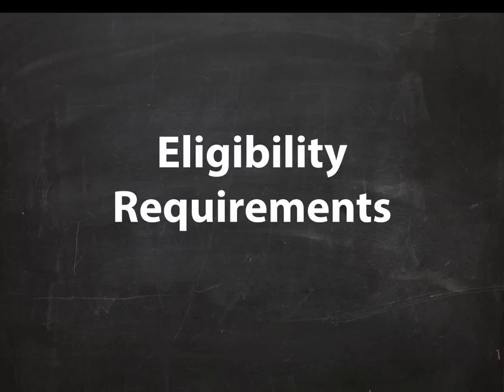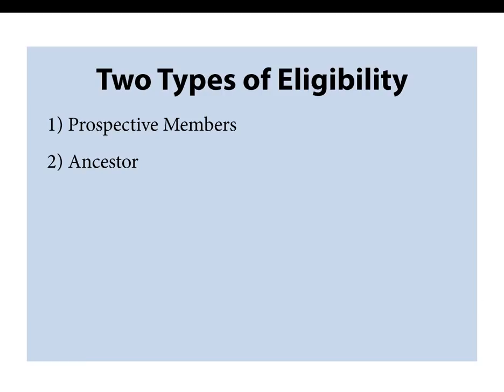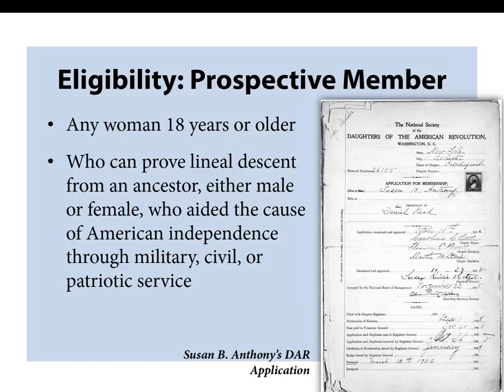What are the eligibility requirements in order to join the NSDAR? Well, primarily there are two types of eligibility: one for prospective members and two for your ancestor. So for the prospective member, it's who can join. For the ancestor, it's who qualifies as a Patriot ancestor. The prospective member can be any woman, ages 18 years or older, who can prove lineal descent from an ancestor, either male or female, who aided in the cause of American independence through military, civic, or patriotic service.